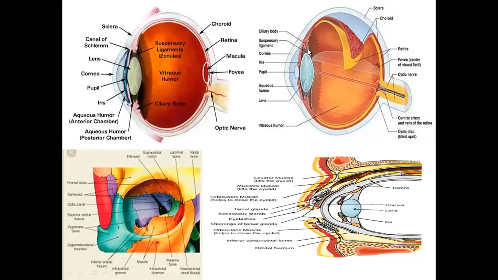These are the zonular ligaments, and posteriorly they are attached to the ciliary body and anteriorly they are attached over the lens. The ciliary body has three types of muscle: longitudinal muscles, circular muscles, and radial muscles. So whenever the ciliary body contracts, these zonular ligaments become loose or slacken.